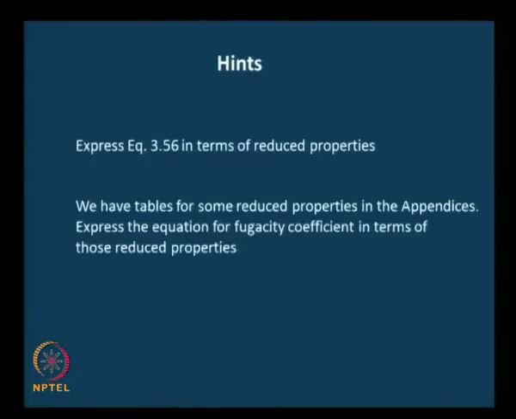Probably you are ready for the second hint now. We will see the solution when we work out the complete details, but let me give you a hint so that you can start thinking in that direction and pick up such skills which require thinking in one angle and thinking in another angle, putting them together for the purpose at hand. The hint is something like this. We have tables for reduced properties in the appendices. Express the equation for the fugacity coefficient in terms of those reduced properties.